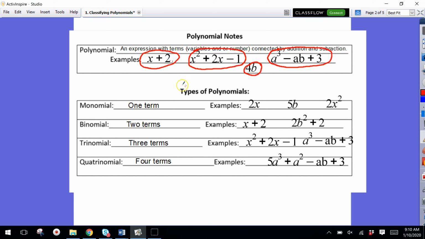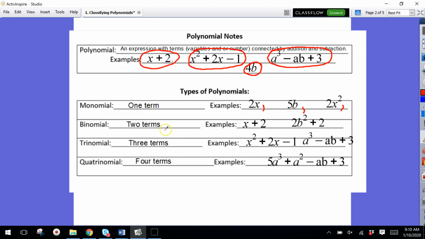And so that's basically the first way that we can classify a polynomial: by how many terms we have. So if we have one term, we call this a monomial. And so basically anything like this right here is a monomial. So 2x is a monomial because I only have one term. 5b, 2x squared, the number 5, that's a monomial. And then again, you can keep adding as long as you only have one term and basically no addition and subtraction that's connecting anything else to it.